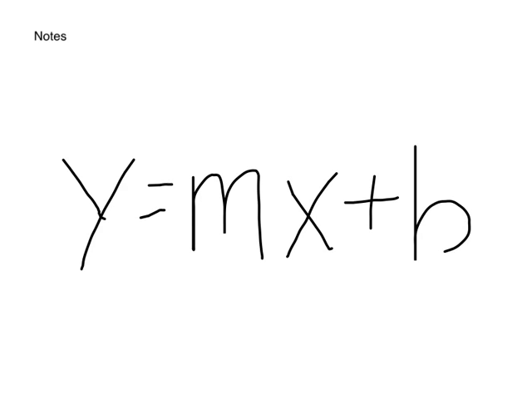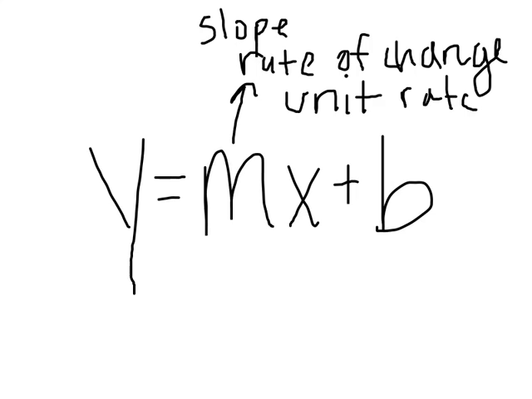What does m represent? Our m is our slope, which is the same as the rate of change, or your unit rate. It is also our rise over run, or our change in y over change in x.